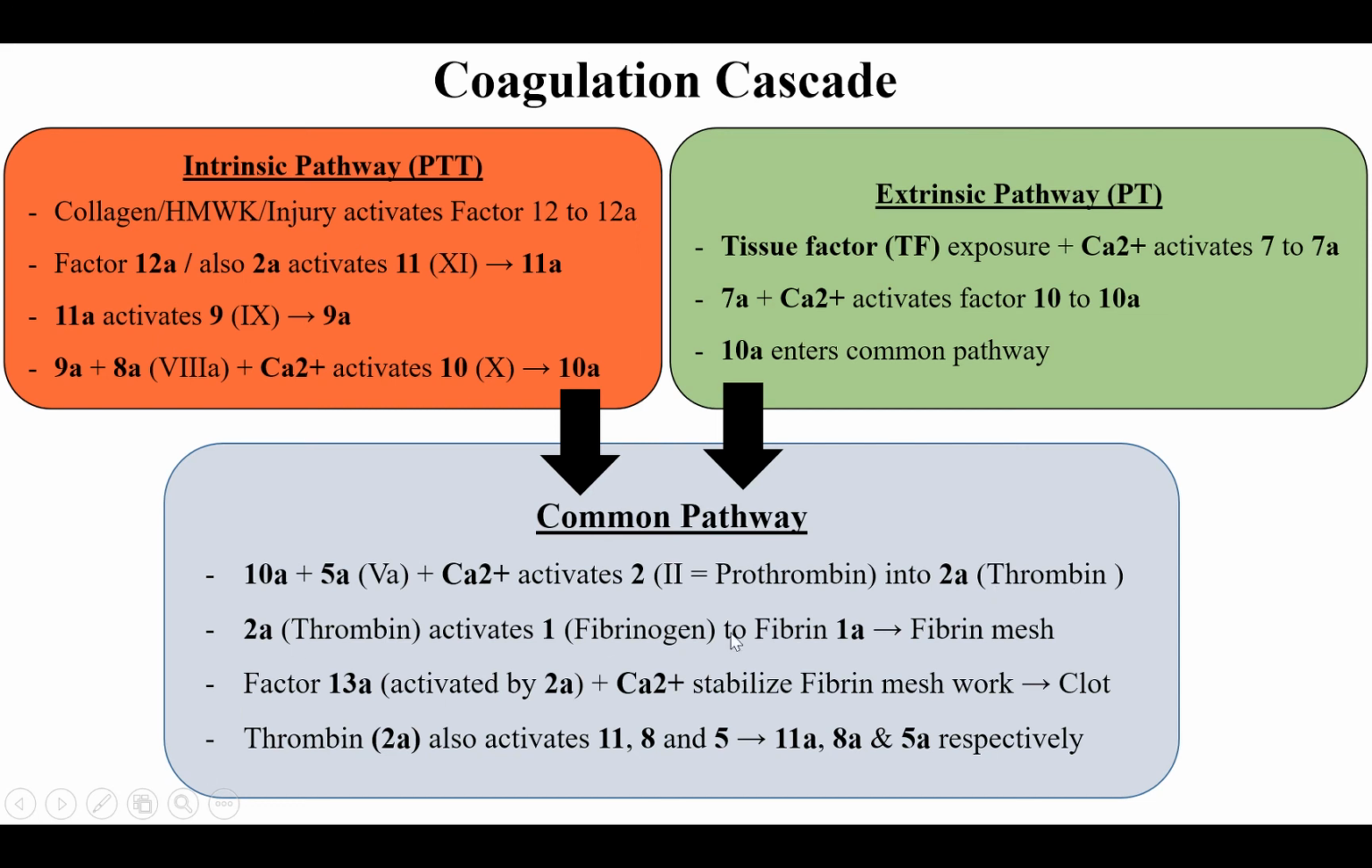Thrombin activates 1 to 1A, and the fibrin mesh gets stabilized by factor 13A, and recall that factor 13 was activated by factor 2A, that is thrombin. Thrombin activates factor 13 into 13A. Then factor 13A along with calcium basically stabilizes those fibrin monomers and aggregates them into a clot. So another quick point: thrombin activates factors 11, 8, and 5.